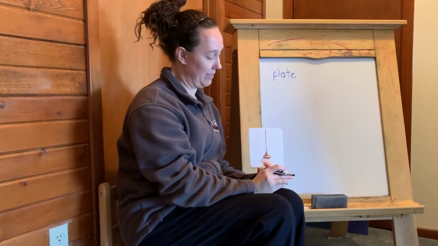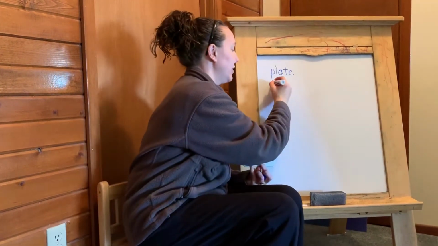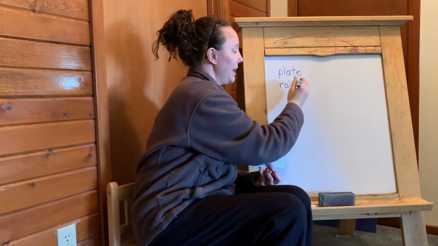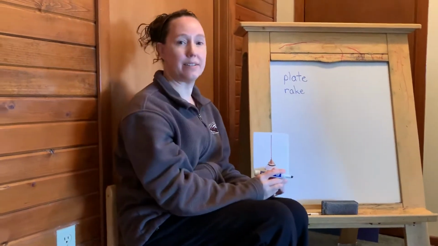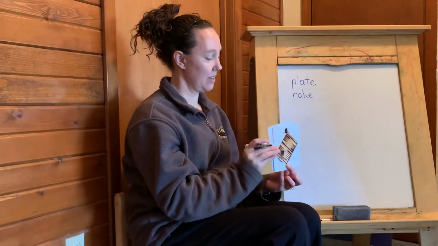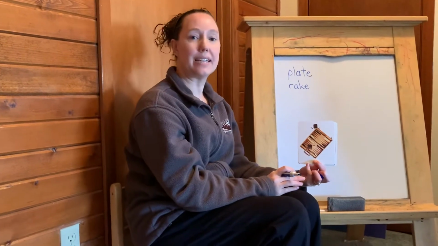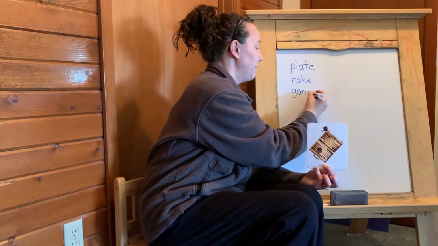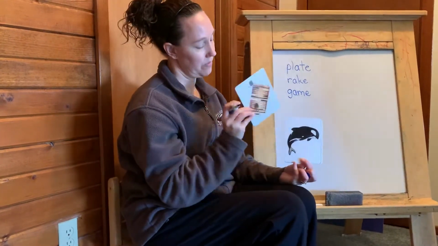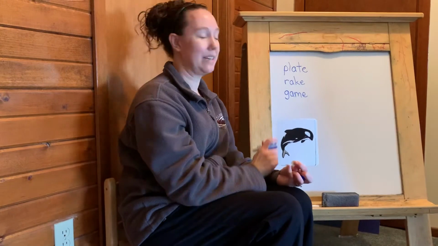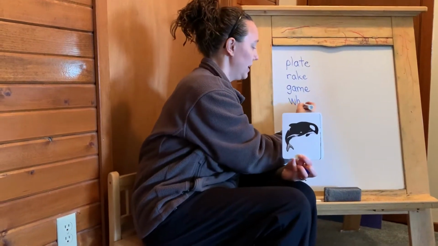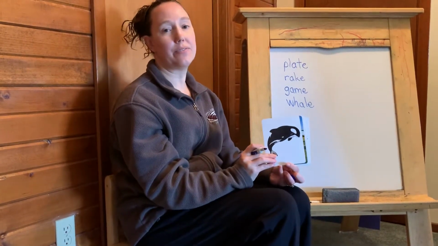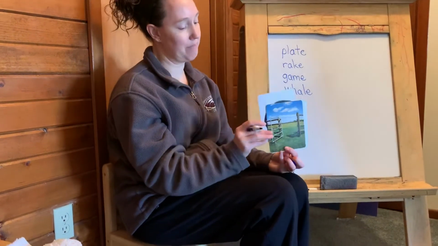My next one is rake. And again, rake. But in order for that to say A, I need the bossy E at the end. The other picture I have is game. We have a whale. W-h-a-l. I need that E at the end in order for that A to say its name.